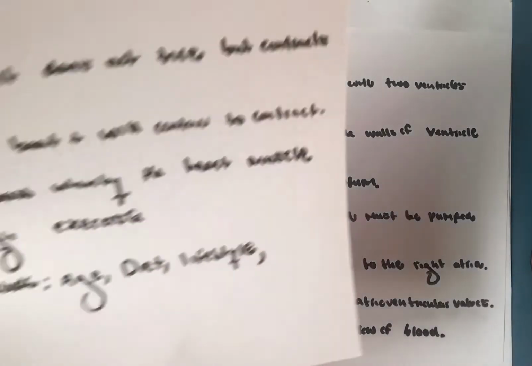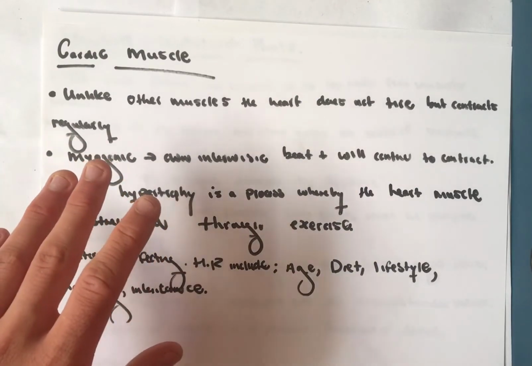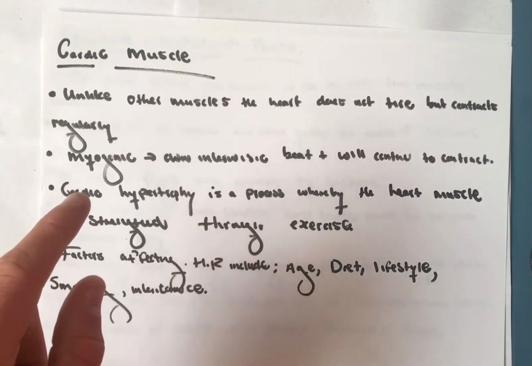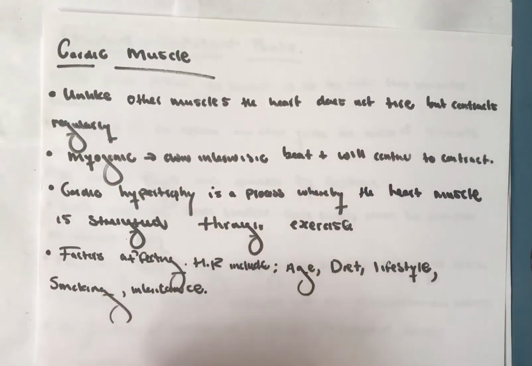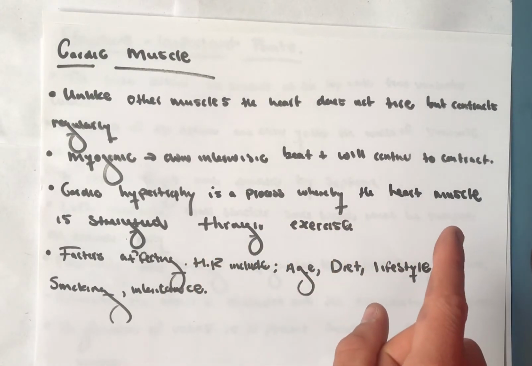We're going to now look at the cardiac muscle. So unlike any other muscles, the heart does not tire and it contracts regularly, repeatedly. It's what's known as myogenic. It has its own intrinsic beat and will continue to contract.